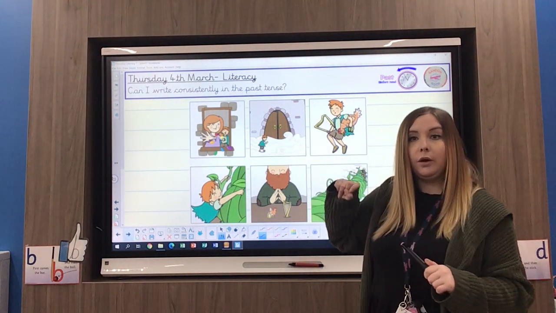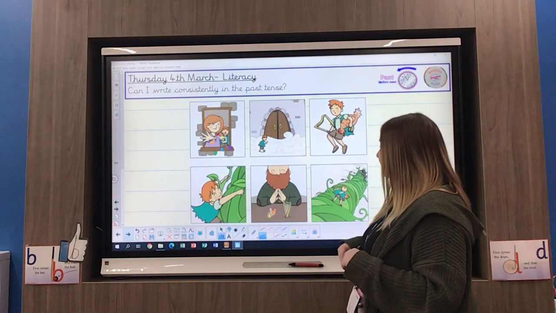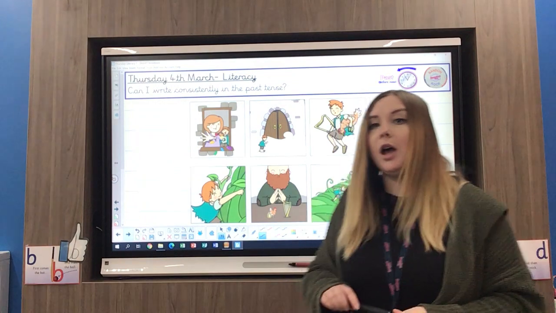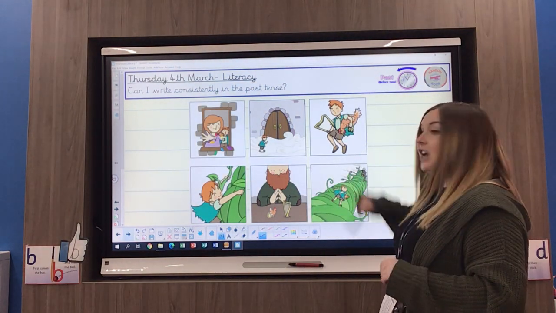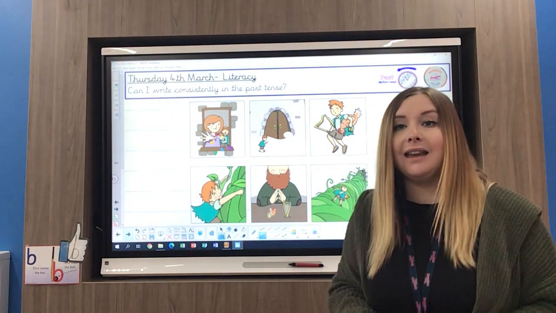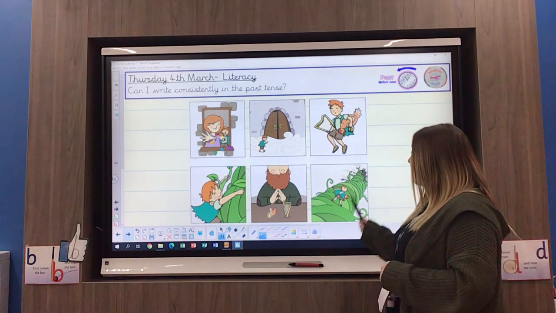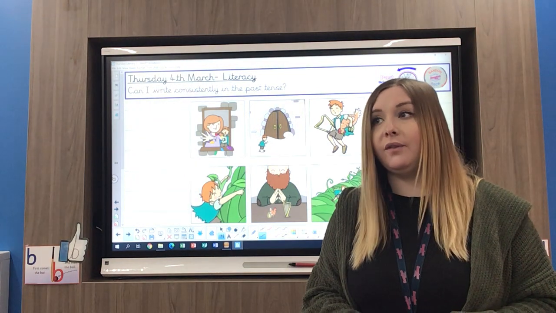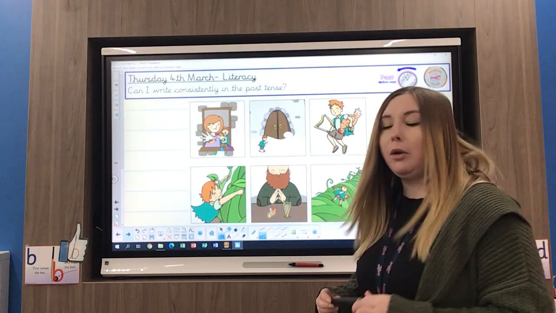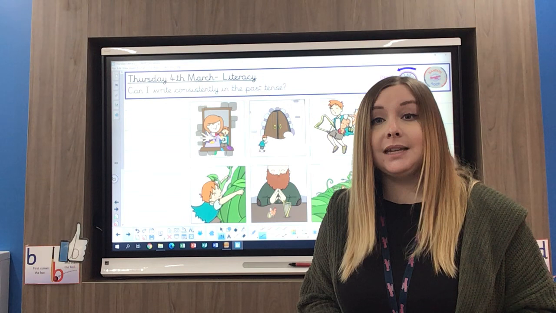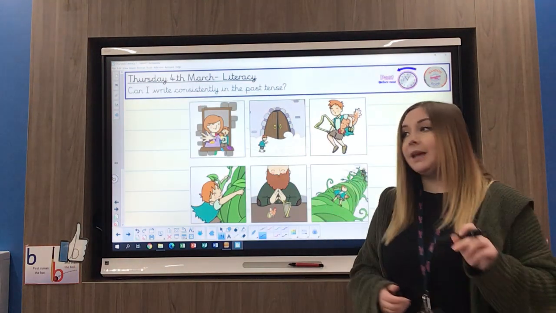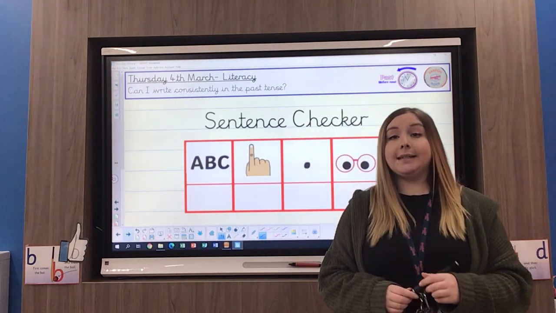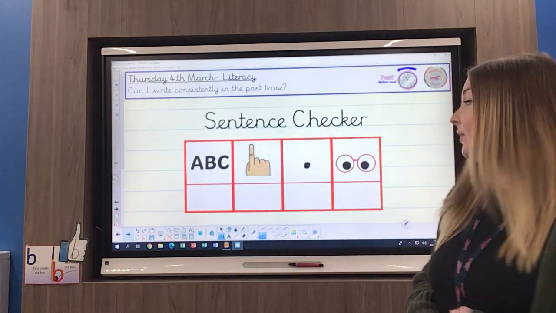He saw an open door. The giant had a hen and a harp. Jack ran off with the hen and the harp and climbed down the beanstalk, but the giant followed him. So your challenge is to write a sentence for each picture, and don't forget to complete your checklist after.